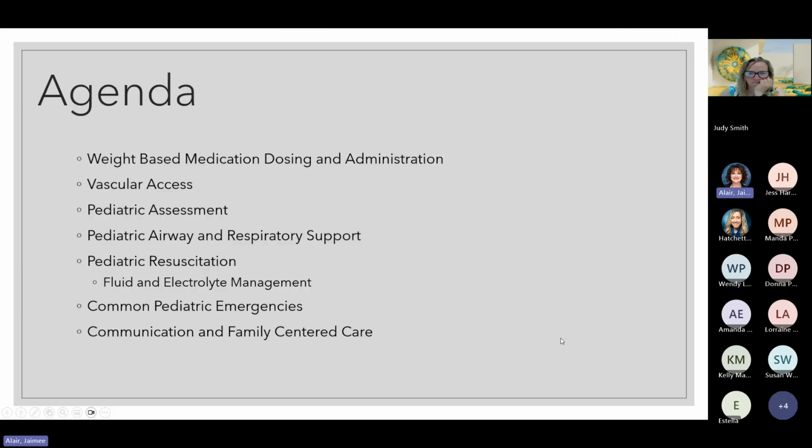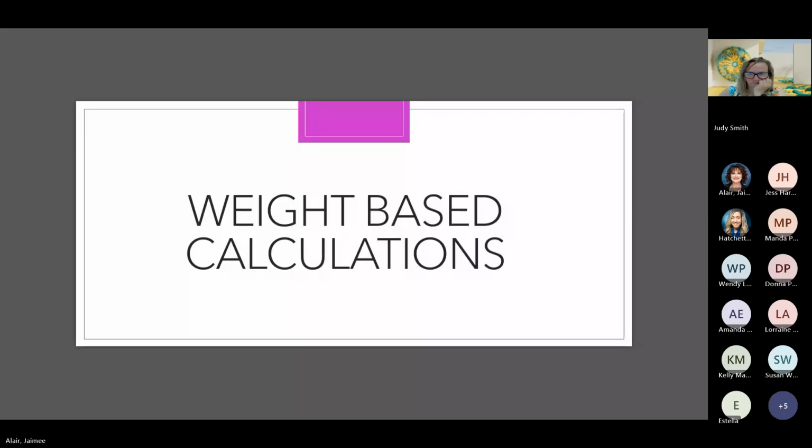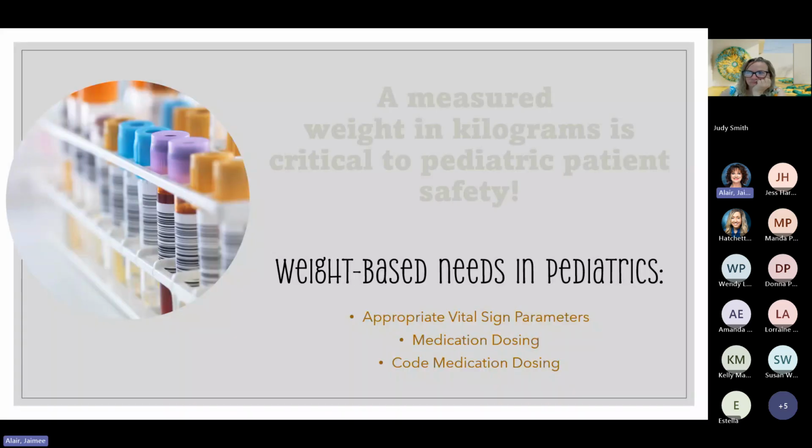I'm not going to read the agenda, but this is just kind of what we're looking at today, some pediatric specific resuscitation and management, airway, vascular access. So we'll start with weight-based calculations.